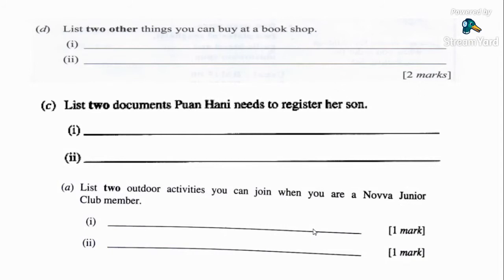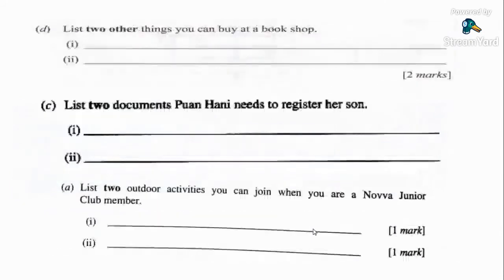List 2 other things you can buy at a bookshop. If this kind of question comes out, please make sure you read the stimulus and then you take the answer and copy it back exactly as it is. If they put a capital letter, you write the capital letter. If there is any contraction or anything, you just copy it exactly.